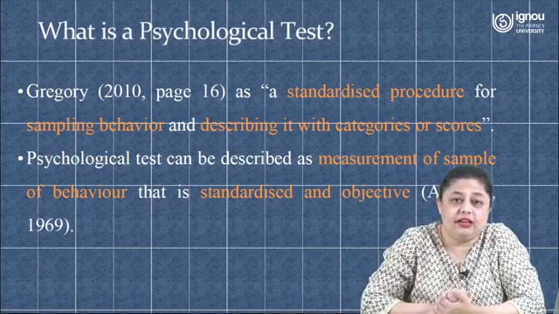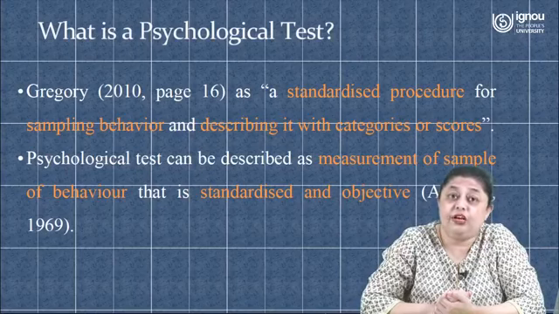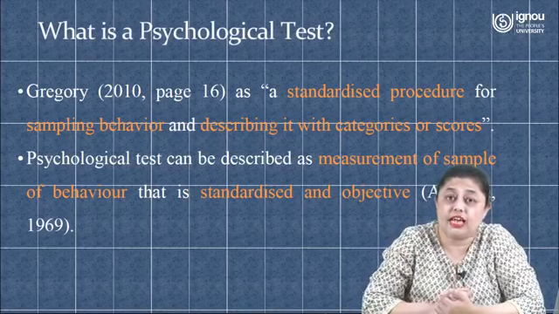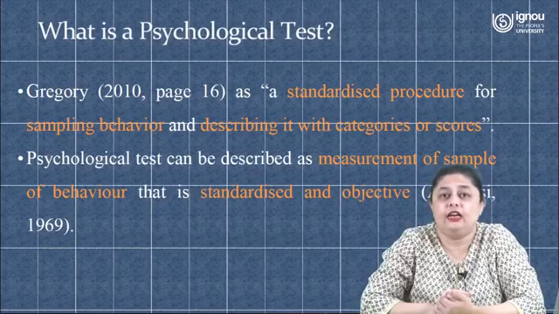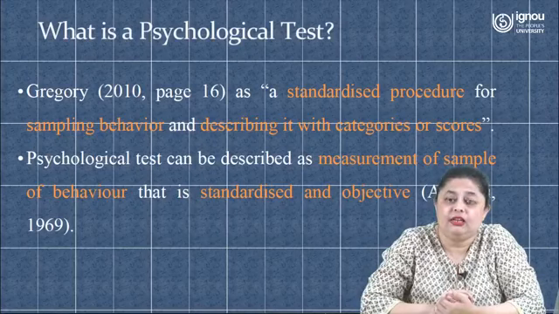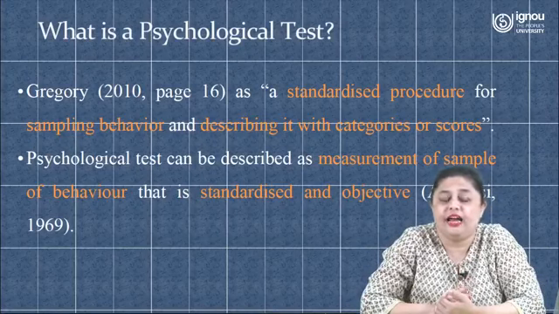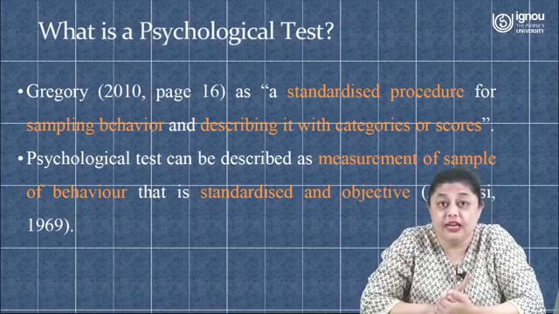The next definition is by Anastasi, and let me also tell you that this is a very relevant book, Psychological Testing by Anastasi. If you're really interested in psychological testing and want to learn more about psychological tests, then you can get this particular book. Anastasi defines a psychological test as measurement of a sample of behavior that is standardized and objective. So again, the focus is on standardization and objectivity as well.